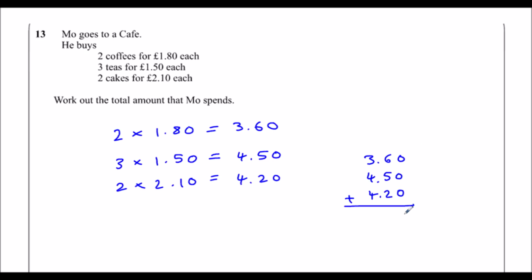Zero plus 0 plus 0 is 0. 6 plus 5 plus 2 is 13. So we've got 3 and we'll carry 1 over. 4 plus 4 plus 3 plus 1 is 12. So that's £12.30.